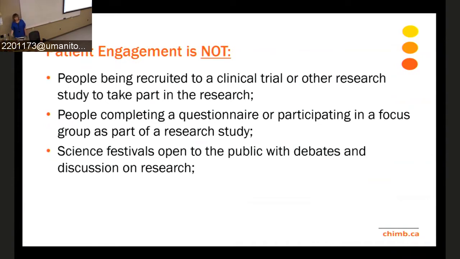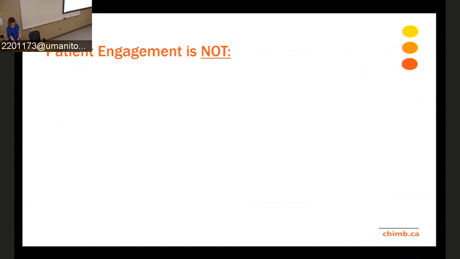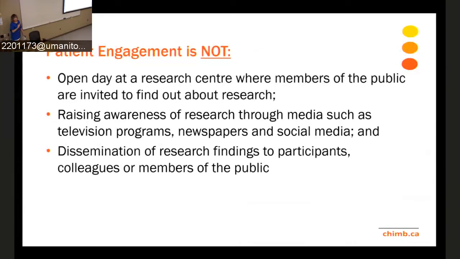Science festivals that are open to the public with debates and discussion on research. These are great ways of informing people about your research, but to have true engagement, there has to be a two-way dialogue versus a one-way. We also have open days at research centers where members of the public are invited to find out more. This is a great way of sharing your research findings. But again, we want the two-way. Same with raising awareness through media or dissemination to participants. We want that two-way where people with lived experience can actually inform decisions about the research process.